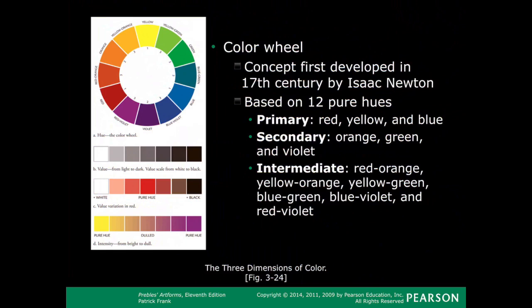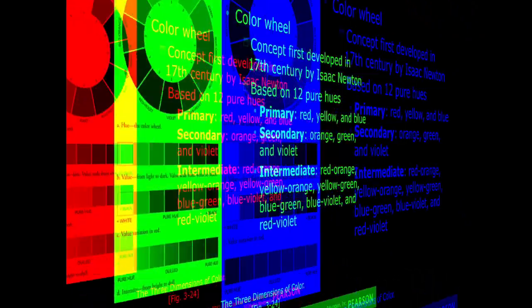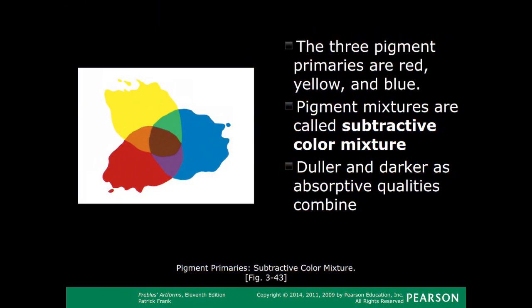So secondary colors are those colors that are mixed. The secondary colors are a mixture of the primary colors: orange, green, violet. We also have intermediate colors. They are in between the primary and secondary colors on the color wheel. These are colors like red orange, yellow green, blue violet, and red violet. Sometimes they are called tertiary colors, but for the sake of this textbook, they call it intermediate.